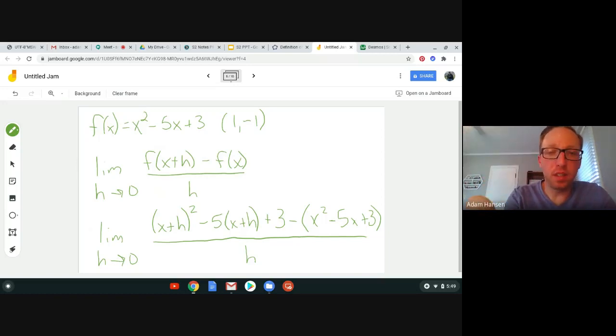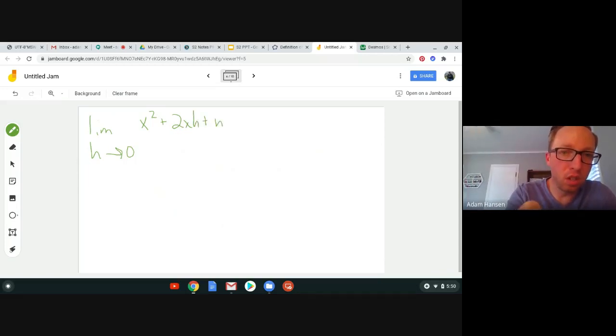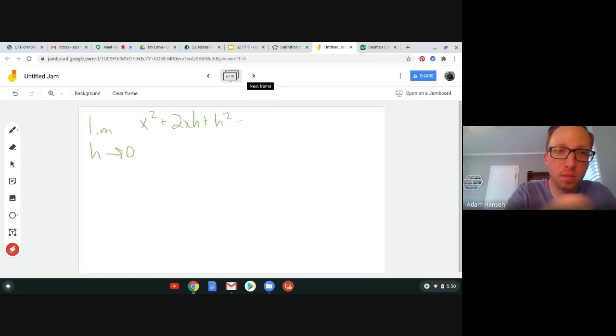All right, so let's keep simplifying. The limit as h goes to 0 of x plus h squared. This one is good to memorize. X squared plus 2xh plus h squared, minus 5 times x plus h, so minus 5x and 5h, plus 3.